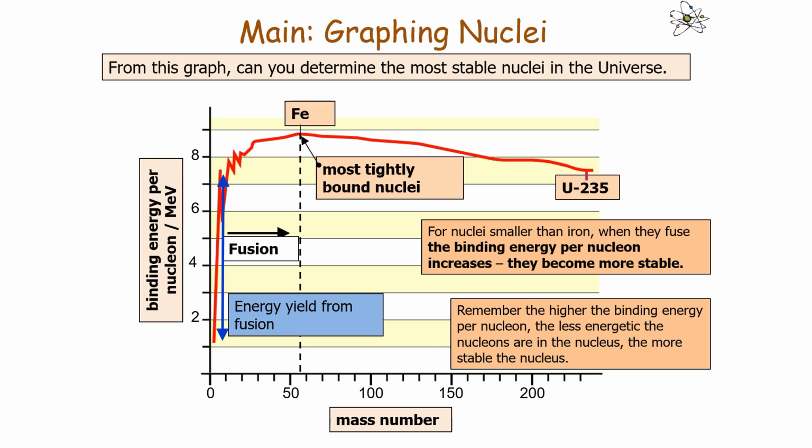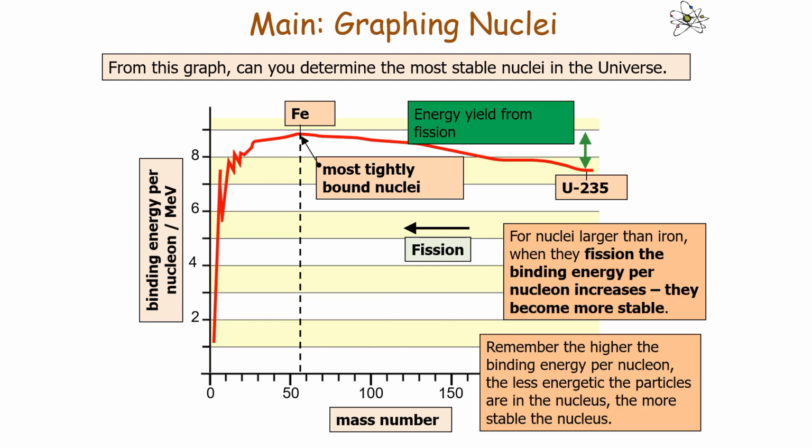So for nuclei which are smaller than iron, when they fuse, the binding energy per nucleon increases and they become more stable. So remember, again, the higher the binding energy per nucleon, the less energetic the nucleons are in the nucleus, the more stable the nucleus is. So energy will be given out in this process, and that's why energy is given out through nuclear fusion.